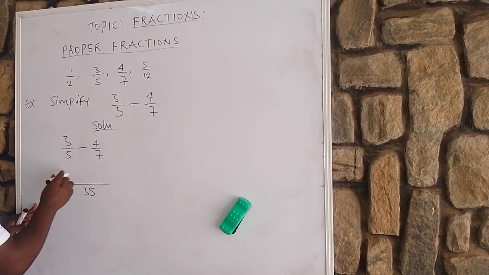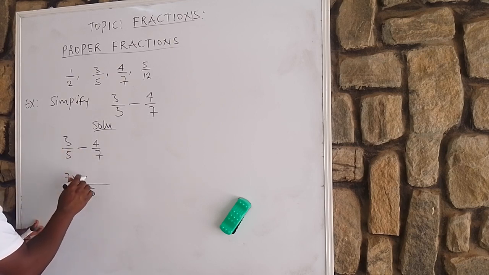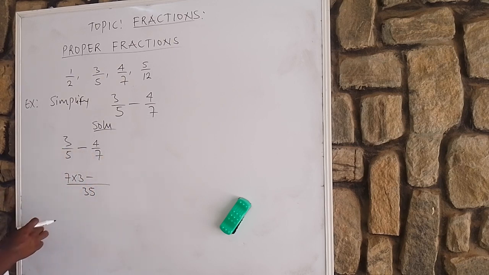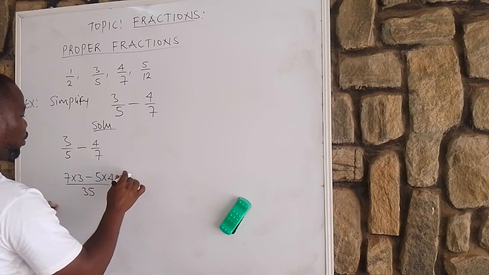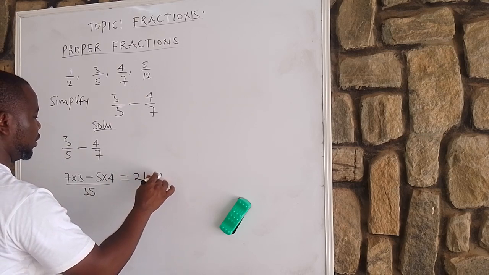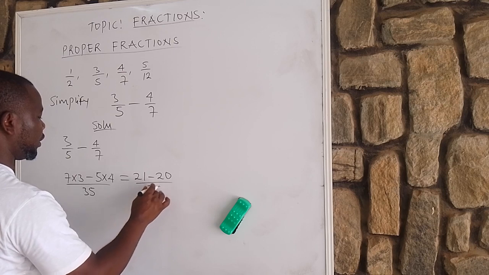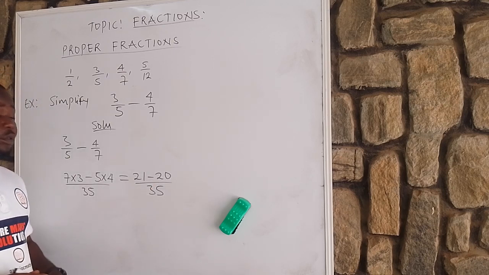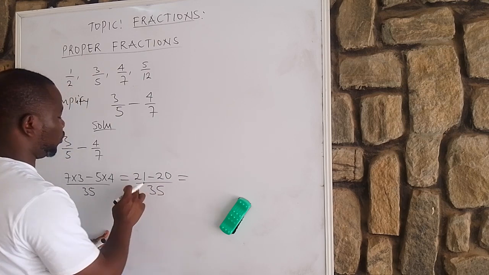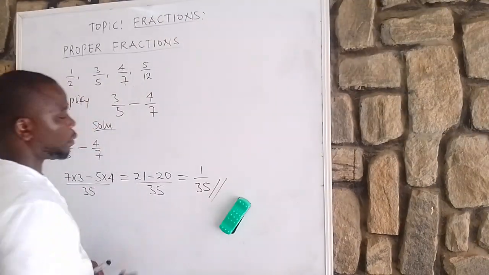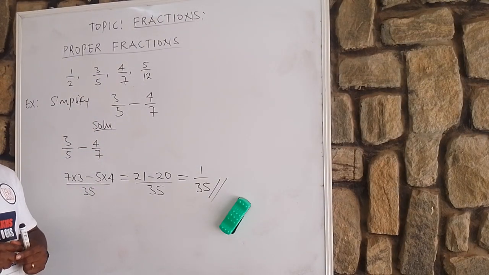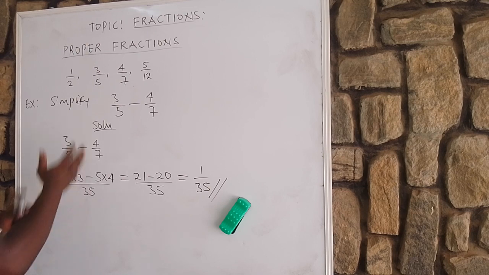divides 5, 7. So 7 times 3. You can now see. So what do we have here? Minus 35 divides 7, 5. So 5 times 4. So here will now be equals to 21 minus 20 all over 35. Do you agree with me? Then this is the same thing as 21 minus 20 is going to give us 1 all over 35. Is it difficult? No. I don't think it's difficult. So this is how you are going to approach it.